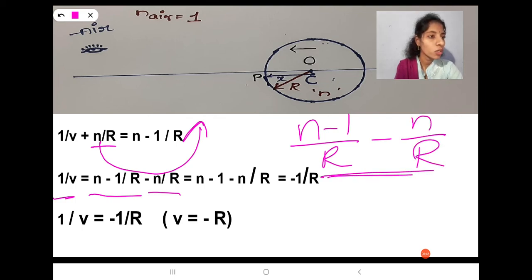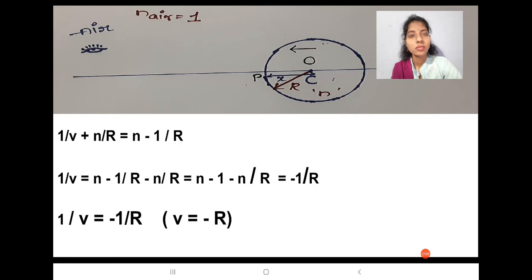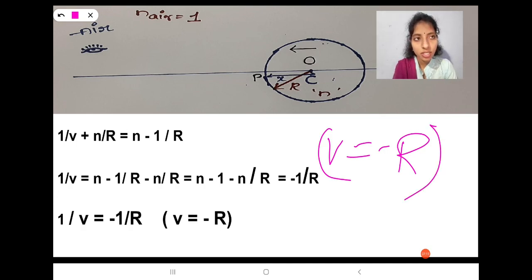So here both denominators are the same. So we can write 1 minus n minus n by r. So plus n minus n gets cancelled. Here the remaining is minus 1 by r. So we can write 1 by v equals minus 1 by r, so v equals minus r. So the image distance is equal to minus r. So here the object distance and the image distance of this opaque dot are equal.